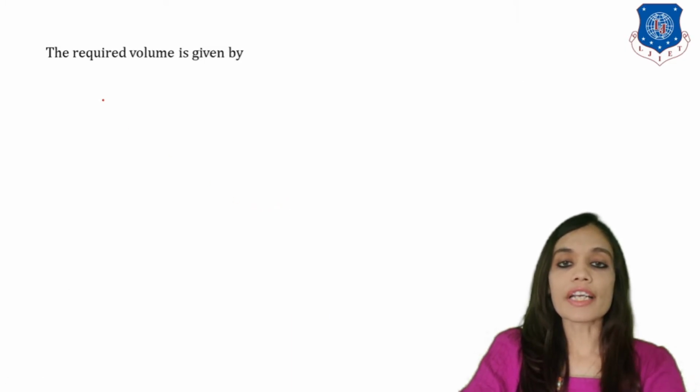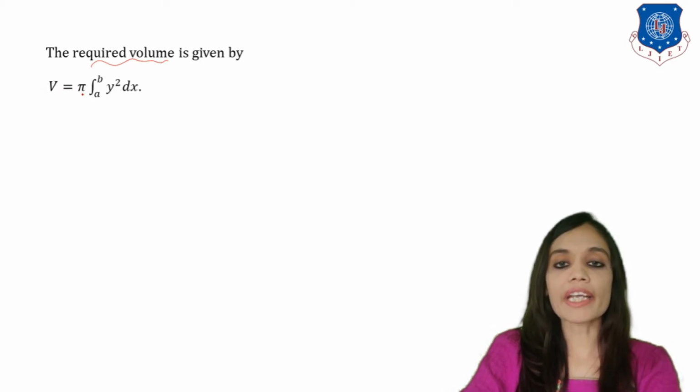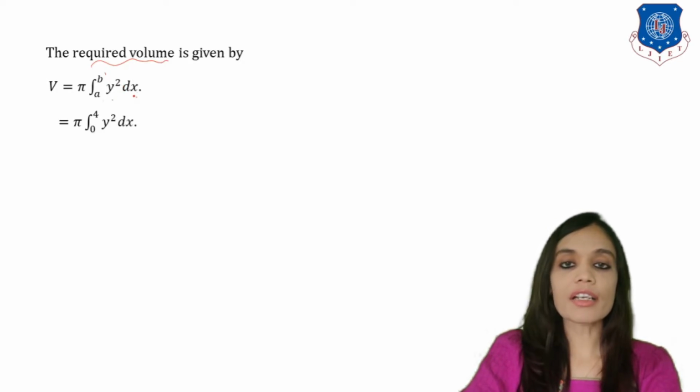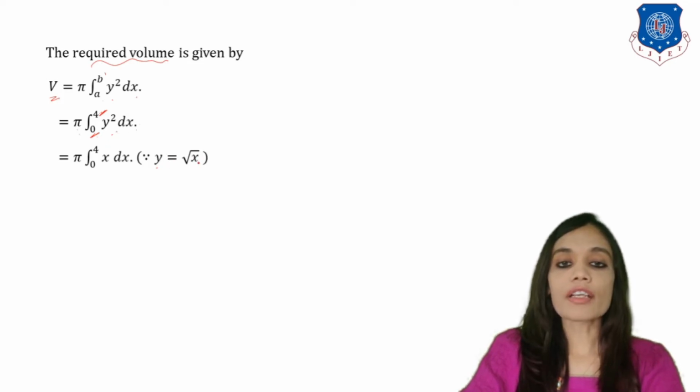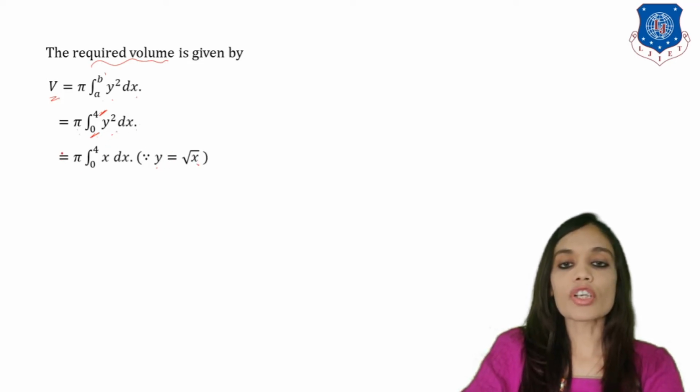So now let us find our required volume, which is given by pi times integration a to b y square dx. Now our x is varying from 0 to 4, so our formula of volume is equal to pi times integration 0 to 4 y square dx. Now what is our y? Root x. So put that. So what will be our V? Pi times integration 0 to 4 x dx.